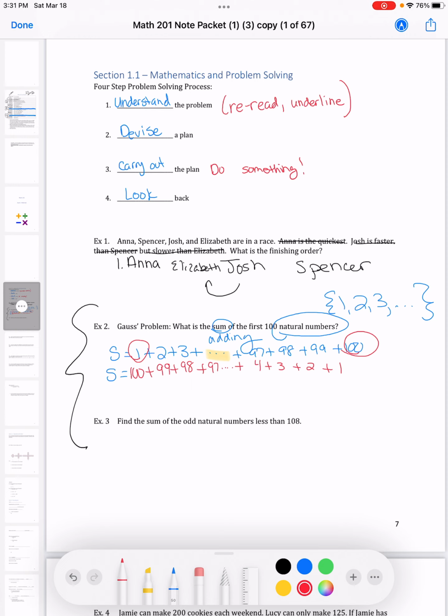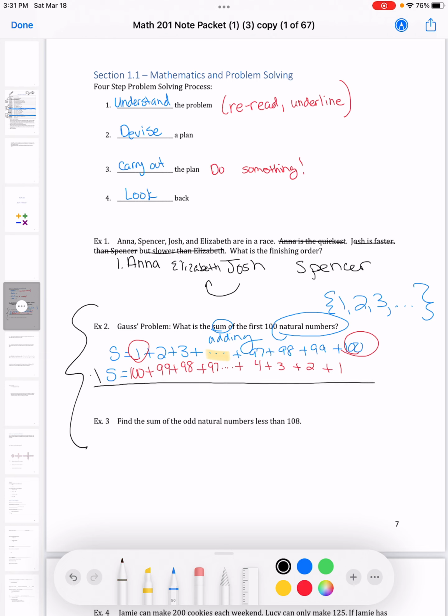I can change the order because the order for addition doesn't matter. We say it's commutative. 2 plus 3 is the same thing as 3 plus 2. I can change the order. So all I did was put this increasing and then decreasing.